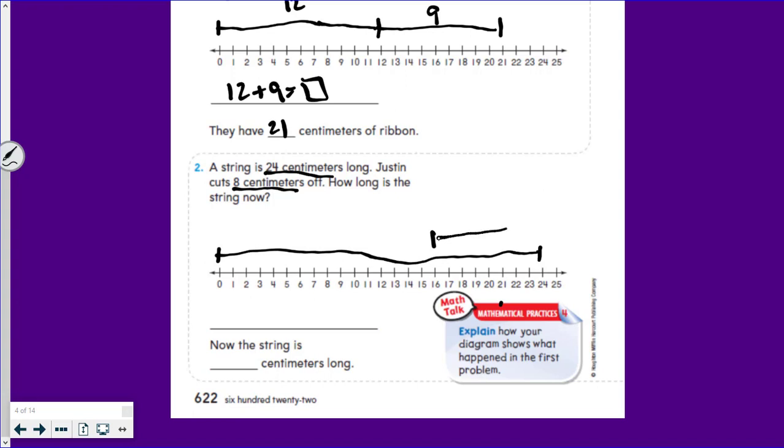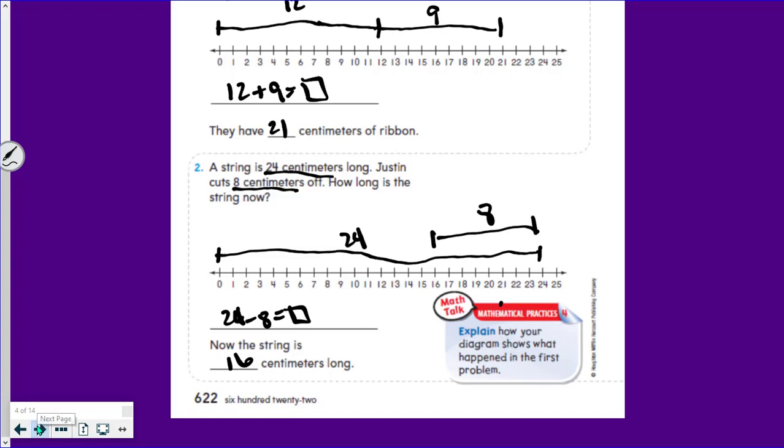Okay, and I'm going to draw another diagram, right? Because we went backwards because he cut it off. He cut off 8, right? And he had 24. We're taking away 8, and we're finding an answer. And so after he cut off 8, that means it was 16 centimeters. So now the string is 16 centimeters long, which is what we wanted to find. How long is the string now?